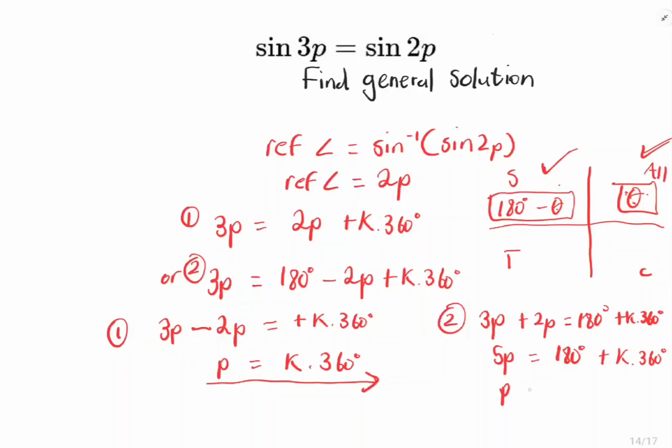You divide the 5 on both sides, you're going to end up with 180 divided by 5 is 36 degrees plus 360 divided by 5 is 72 degrees. So now you have two solutions for p. So like I said, this one is for when we made sine 3p the subject of formula. So now let's try to make sine 2p the subject of formula and see what is going to be different.